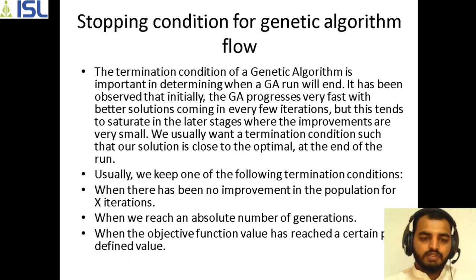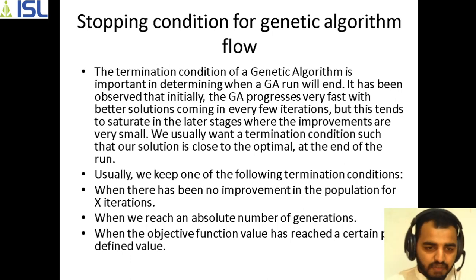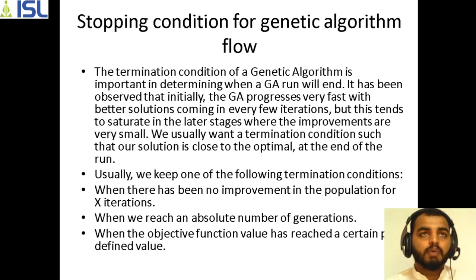These are the three conditions on which the genetic algorithm stopping condition is applied. What are the three conditions? The first condition is when there has been no improvement in the population for X iterations. The second one is when we reach the absolute number of generations. And the third one is when the objective function has reached certain predefined values. So these are the three major conditions used for the stopping condition.